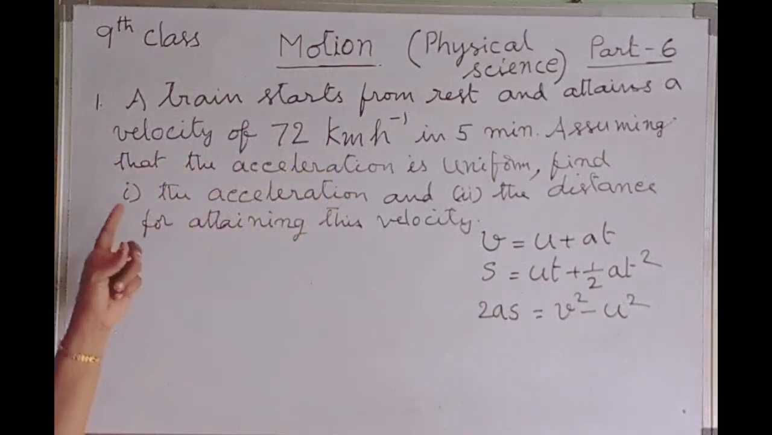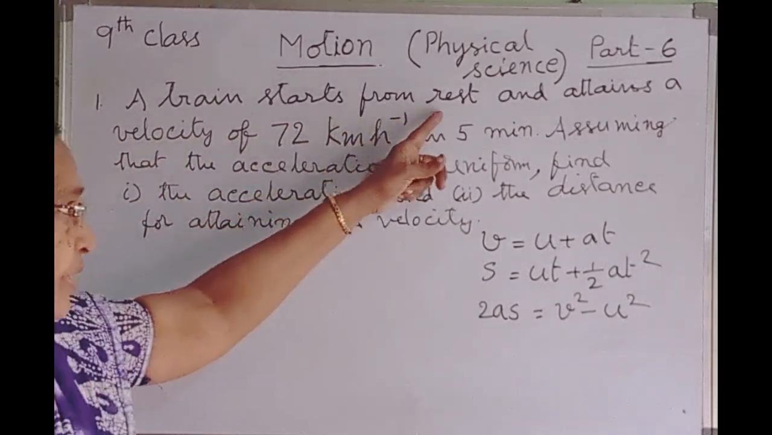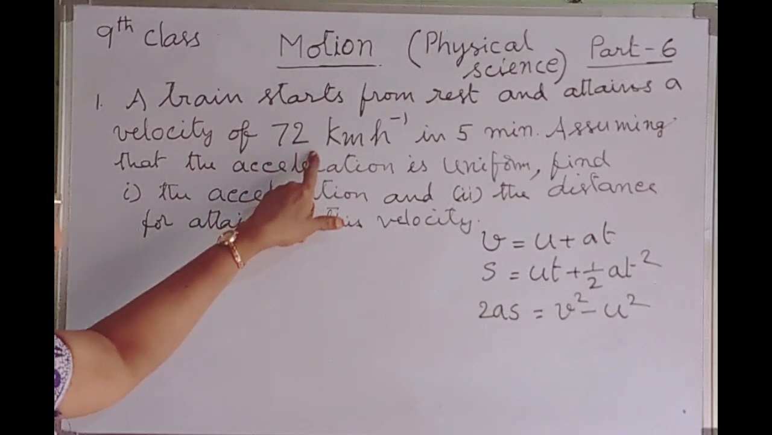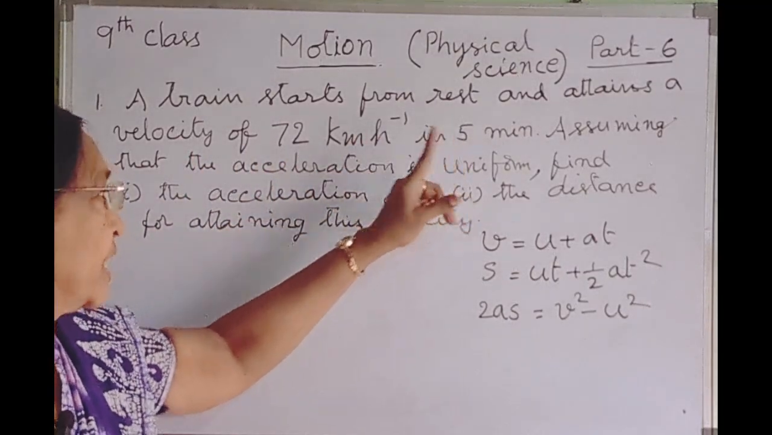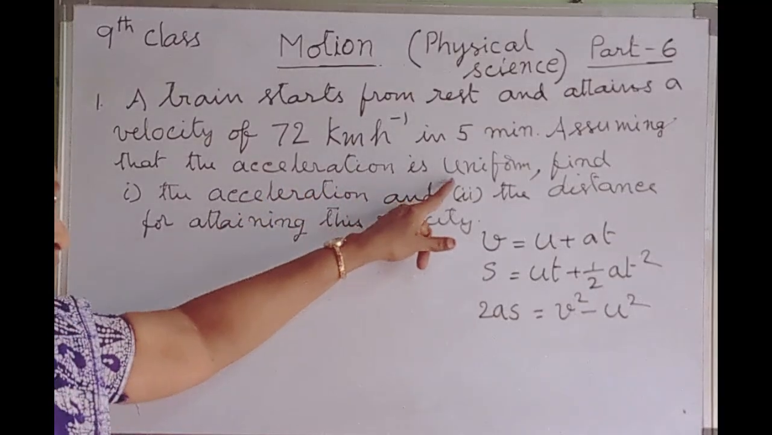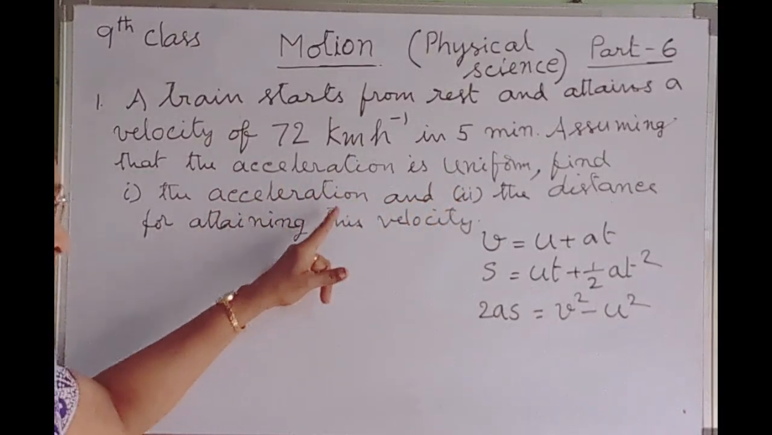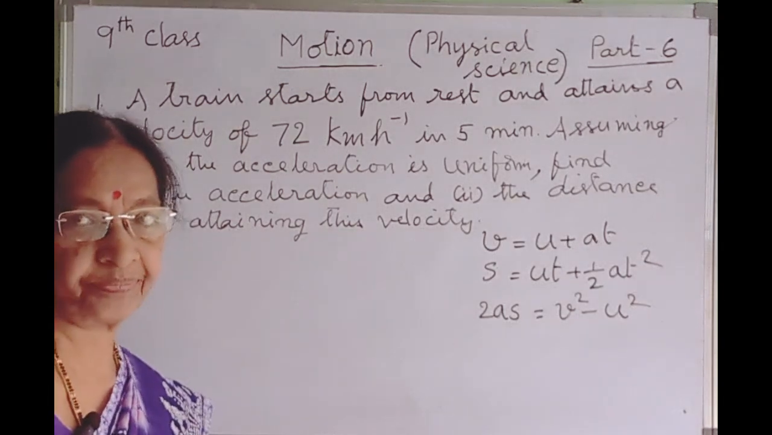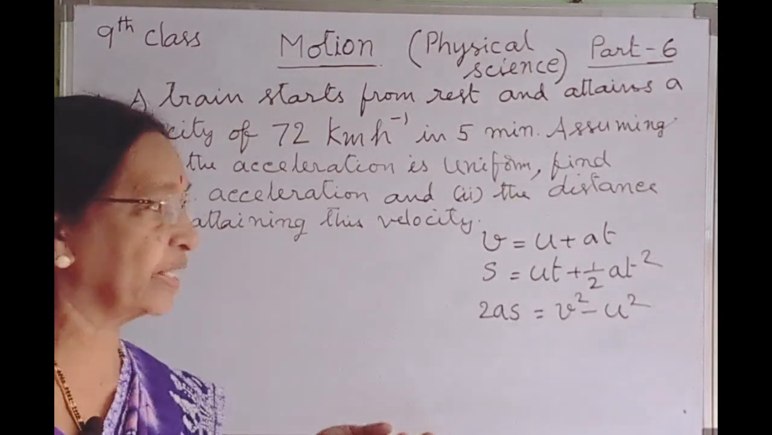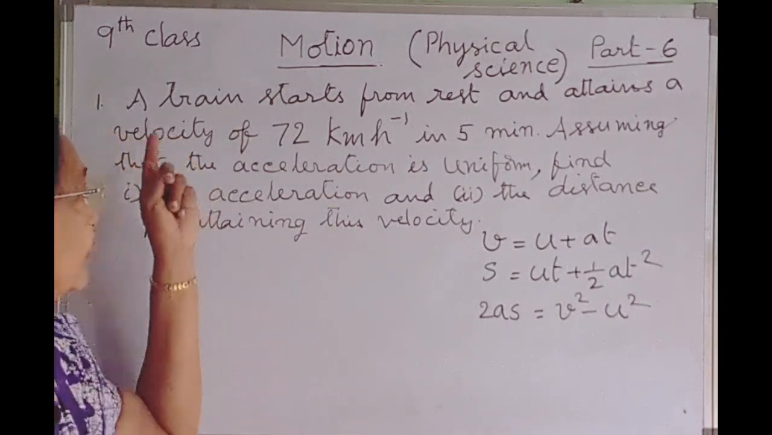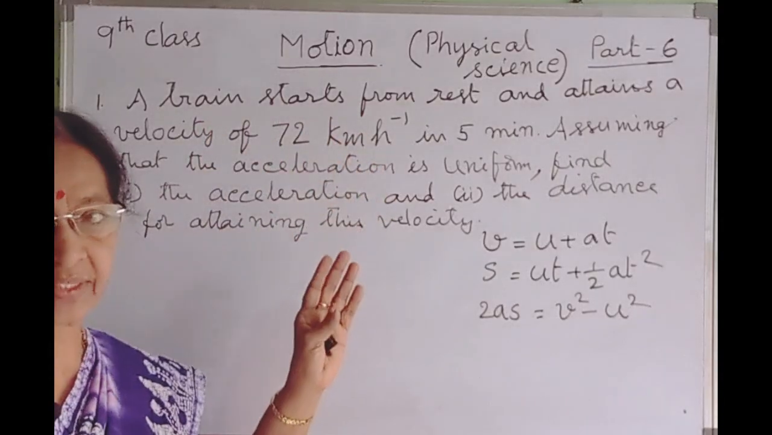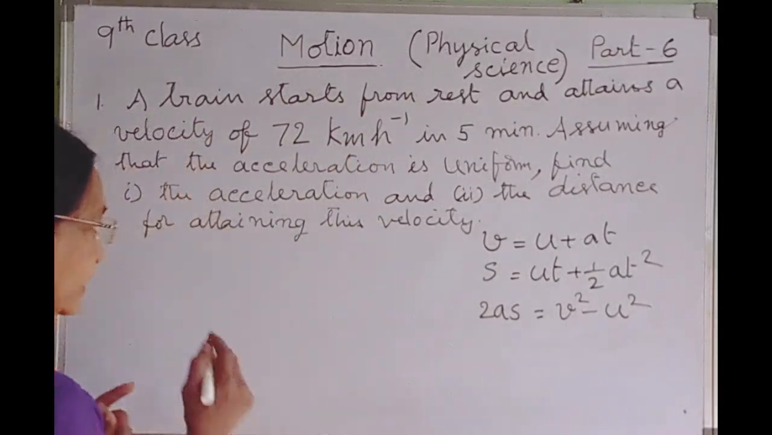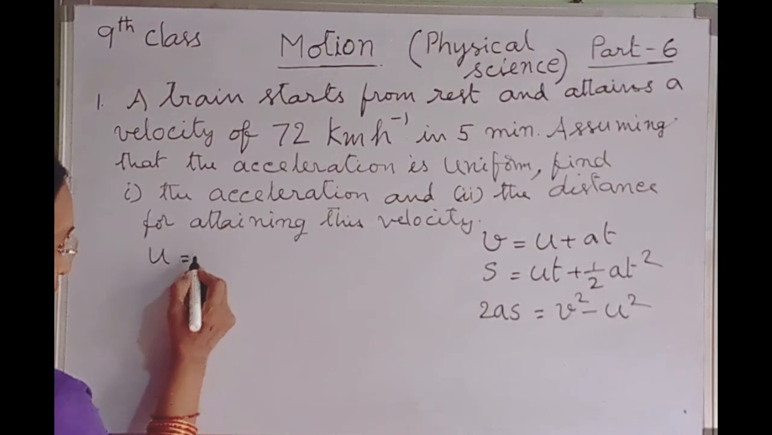So in this problem, a train starts from rest and attains a velocity of 72 kilometers per hour in 5 minutes. Assuming that the acceleration is uniform, find the acceleration and the distance travelled in attaining this velocity. A train starts from rest, that means initially it is at rest. Therefore, its initial velocity is 0.